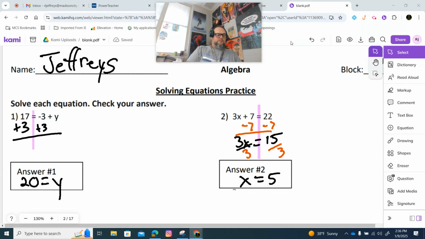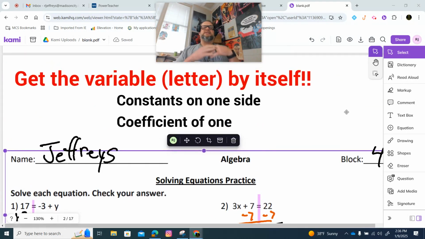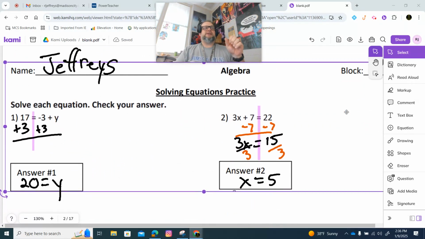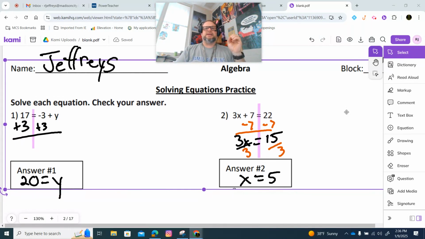All right, so here's the big thing that I heard when I walked around. What do I do next, or what do I do first? The goal is to get the variable, or the letter, by itself. A lot of people, about 3 or 4 people, said, am I going to subtract 17 first? That's a negative, Ghost Rider. Okay?